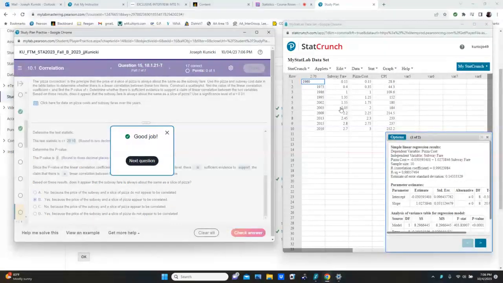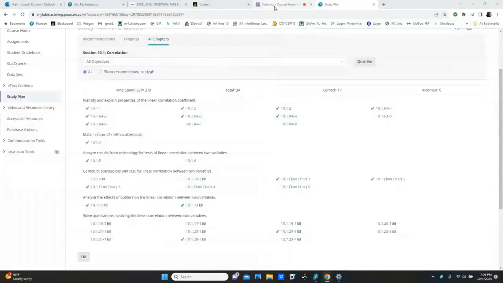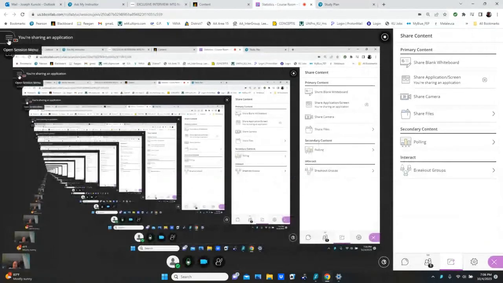So if you just eyeball these two columns, subway fare and pizza cost, you can see that they're pretty much spot on, within a nickel or a dime of each other. A couple times a little bit more than that, but pretty much they're pretty close. That's why they're highly correlated. Okay, so that's it for question 10.1.21. This is Dr. K over and out.